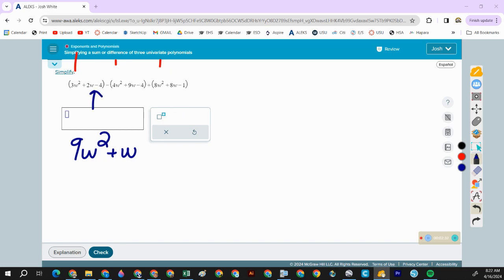And then negative 4 minus negative 4 is the same as plus 4. So negative 4 plus 4 is 0, minus 1. And that is the simplified polynomial.